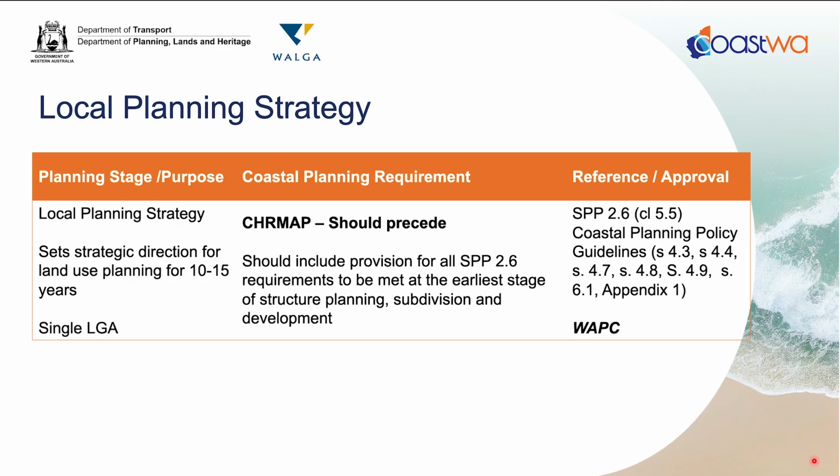The local planning strategy should include commentary of CHRMAP recommendations, limits to land use, and identify key areas to avoid. It can highlight future protect or retreat plans and indicate private responsibilities and challenges to be met across the forward planning period. And I'll show you some examples.